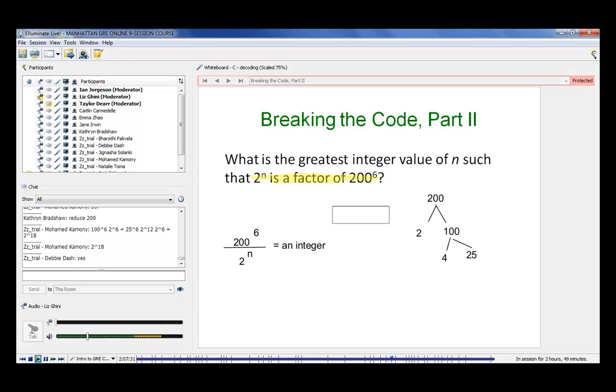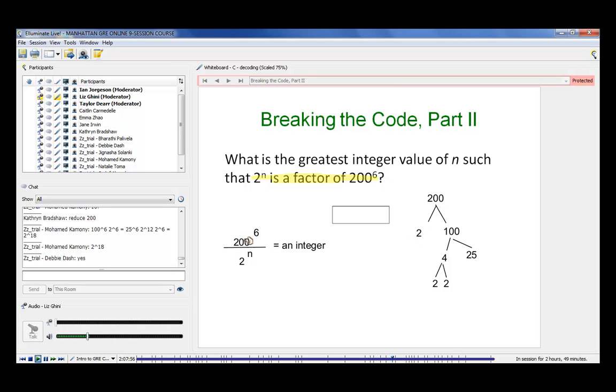For this problem, a calculator will get you into serious trouble. You can spend a lot of time with it. It's actually faster to figure this out this way, all right? From this, we know that 2 goes into 200 three times. Okay, we don't have to break down the 25 because that's only divisible by 5, not by 2.